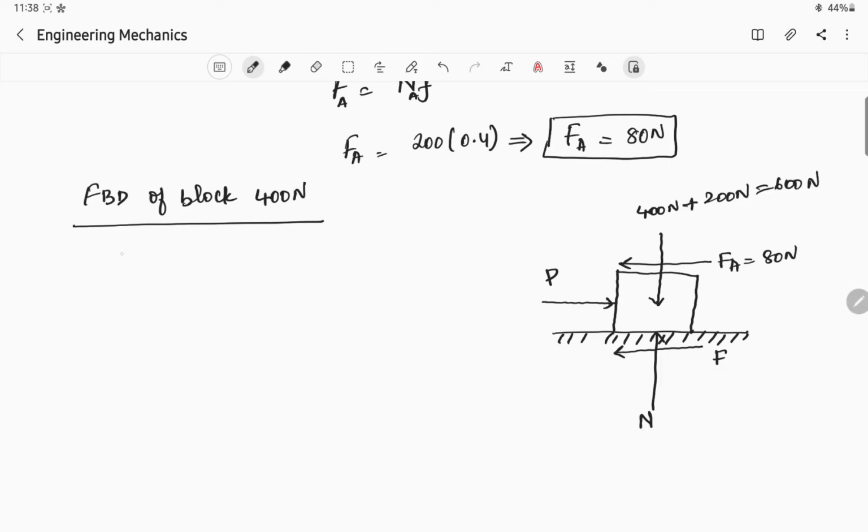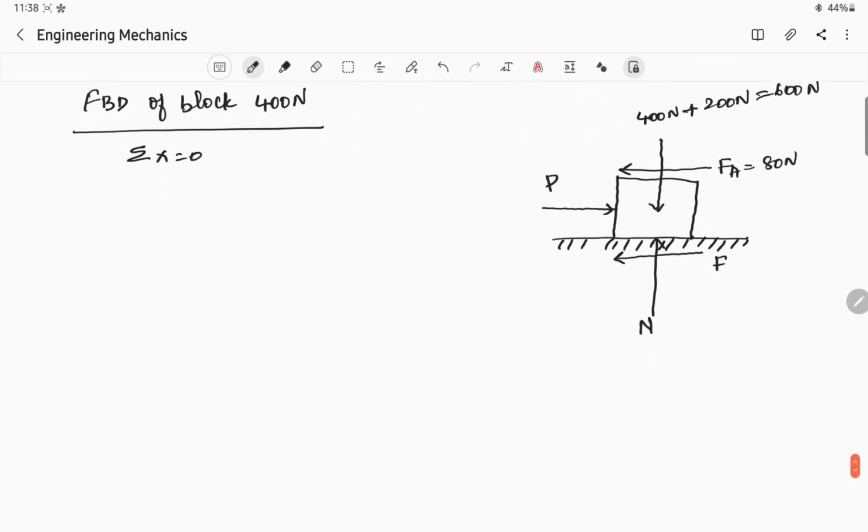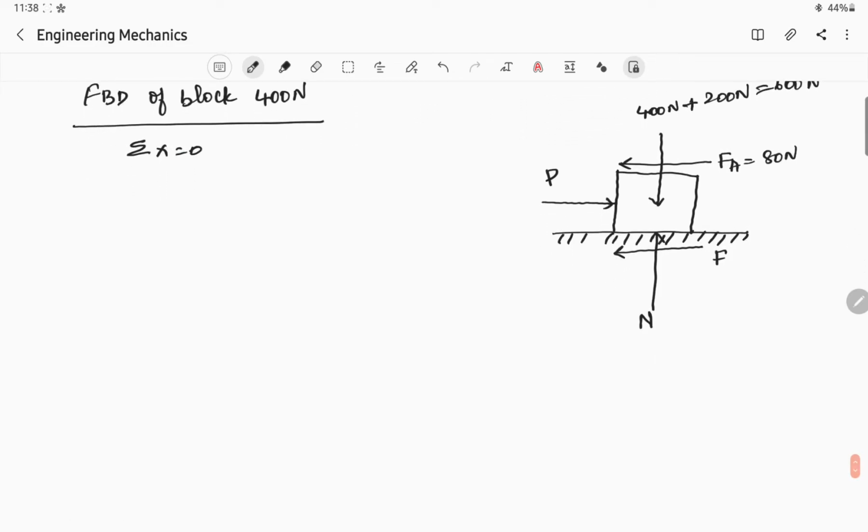Okay, next what we will do now, first we can do one thing, that is sigma x is equal to 0 or else sigma y is equal to 0, it depends on us. So I'll take sigma x is equal to 0. How many horizontal forces do we have here? We have P, which is going in positive x direction, then we have Fa, then we have F, equal to 0. So P we don't know, minus F also we don't know. Fa is how much? Minus 80. So we'll send this term towards the right hand side, it will get P minus F. So equation number 4 we will take.